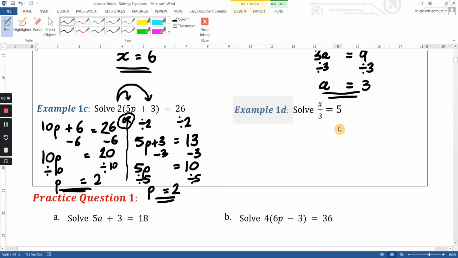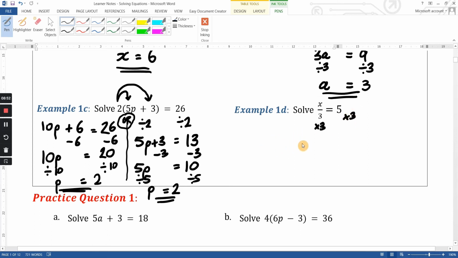So solve x over 3 equal to 5. So it's a bit of a tricky one, this one. But again, just think of how do I get rid of this 3 at the bottom of the fraction? So literally what it means is divide by 3, doesn't it? So the opposite of divide by 3 is multiply by 3. So that's going to get rid of the fraction.